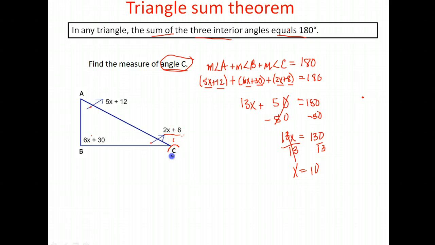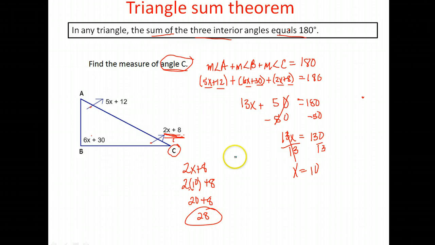So we go back and we say, okay, here's angle C. Angle C was 2x plus 8. We now know that x is 10. So we replace our x with a 10 and we simplify. 2 times 10 is 20. And 20 plus 8 is 28. So the measure of angle C is 28.